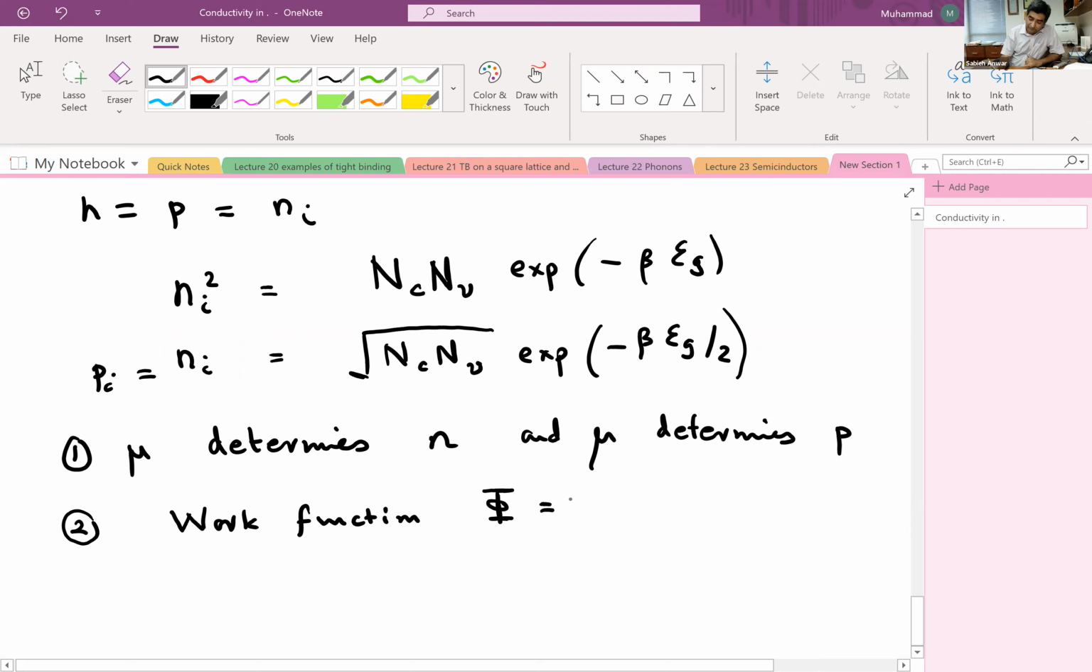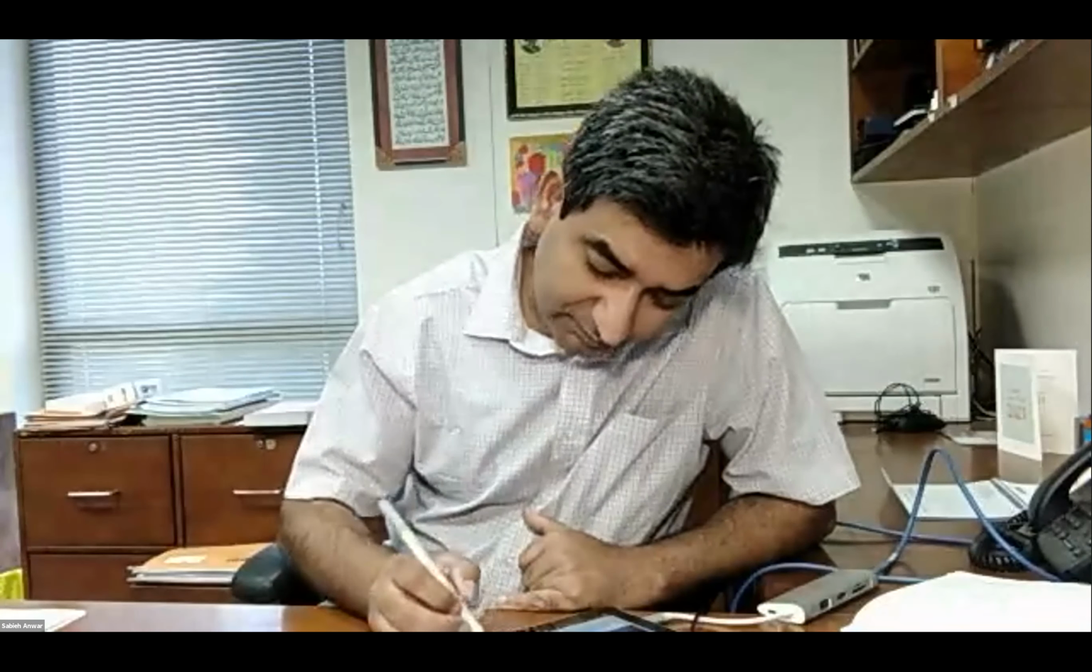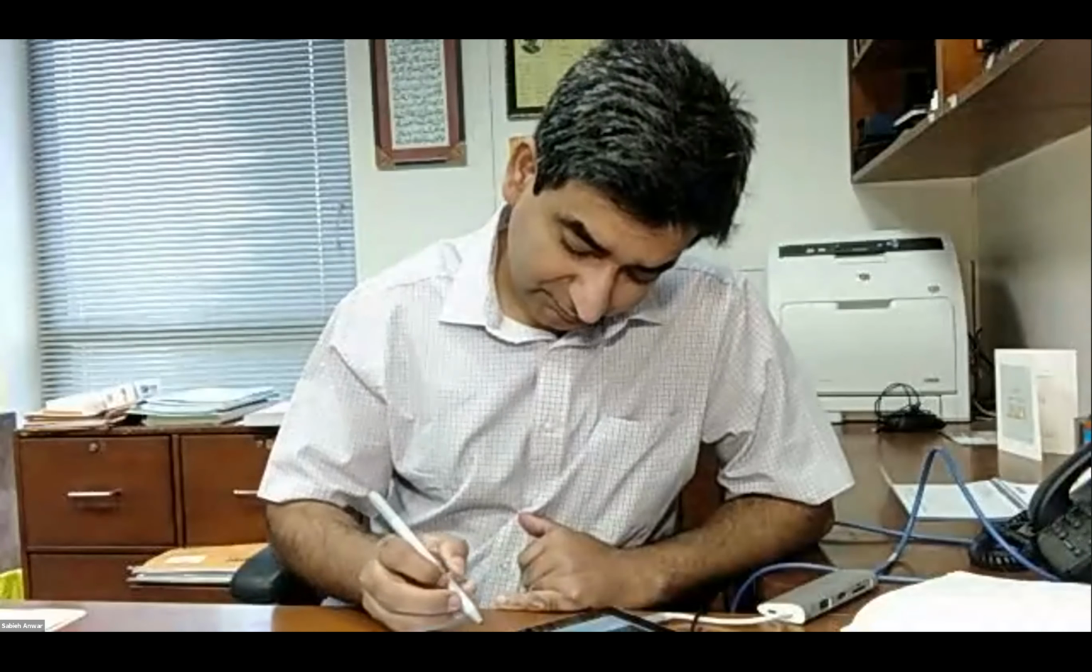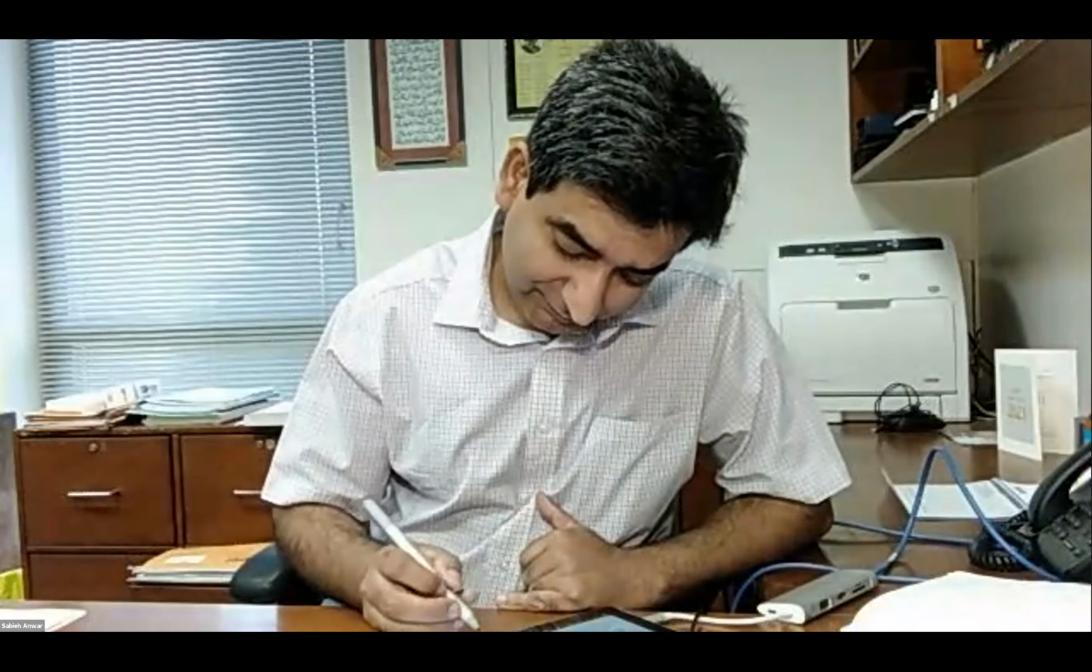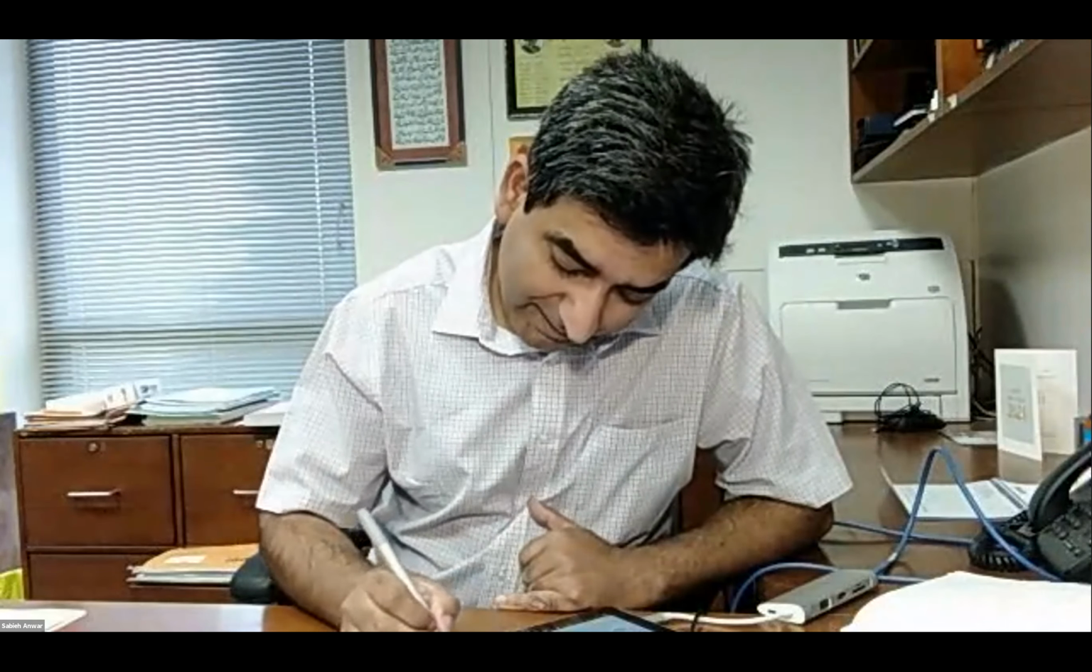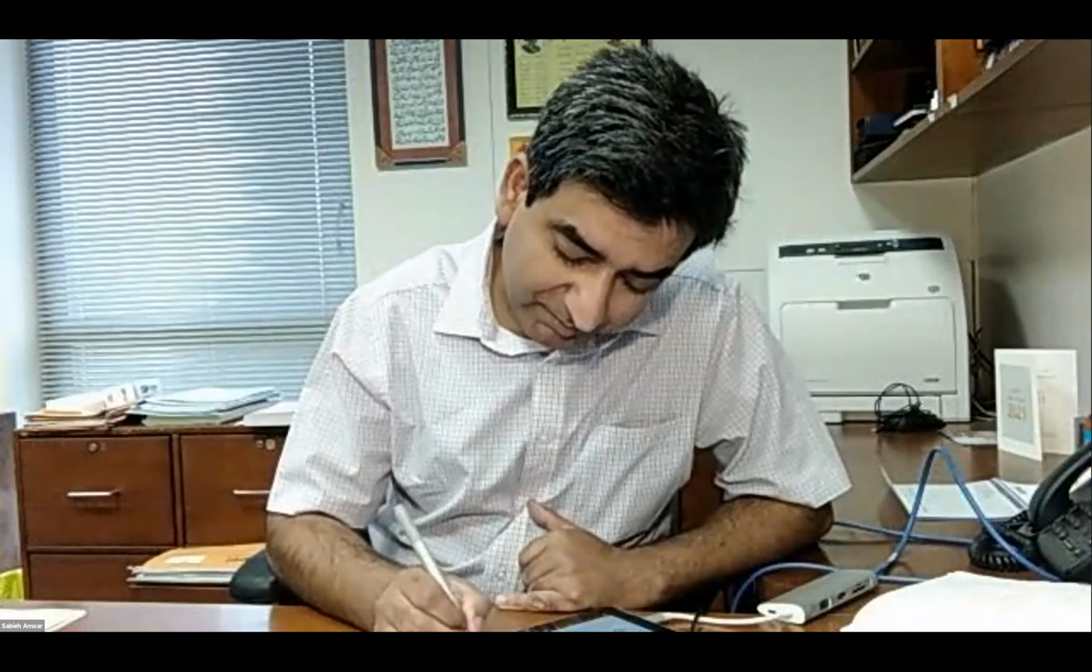And that work function is determined by the chemical potential. Even though it's really the energy, the chemical potential defines the energy that is required to take the electron out of the semiconductor material, even though no electron exists at the chemical potential because it's inside the band gap.